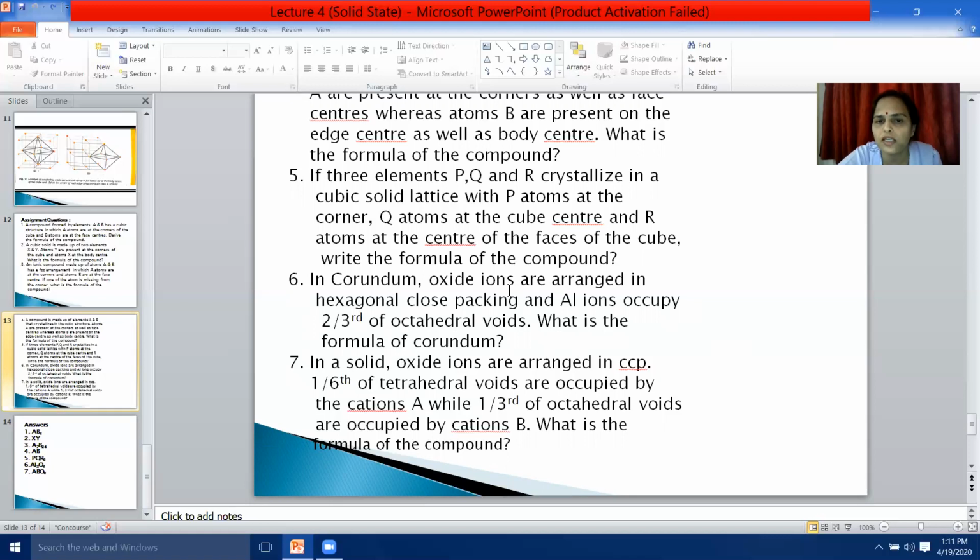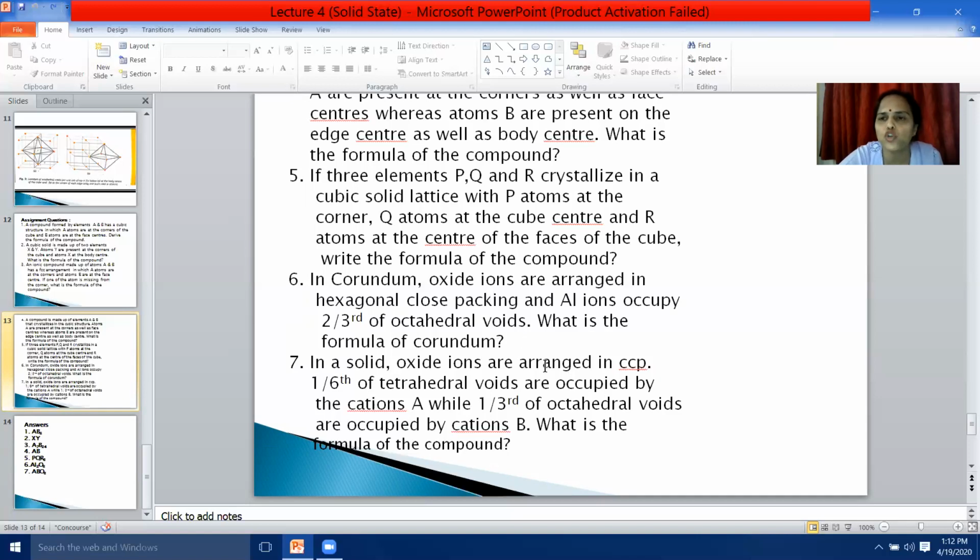So here you see, since oxide ions are arranged in HCP structure, let that value be equal to N, capital N, and aluminium ions occupy 2/3 of octahedral voids. So the number of octahedral voids that are generated is equal to the same value, that is N. Since aluminium ions occupy 2/3 of octahedral voids, N into 2 by 3. The value comes out to be 2N by 3.